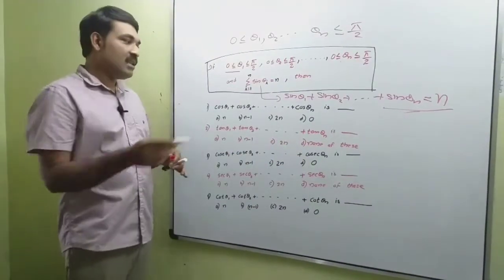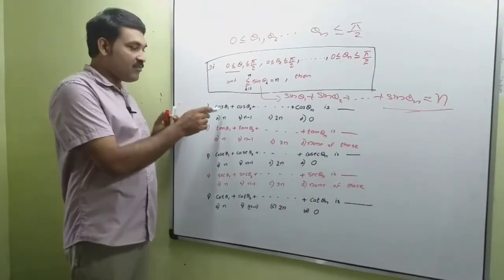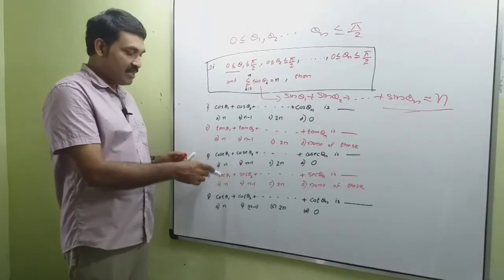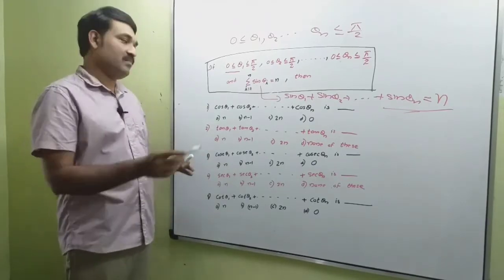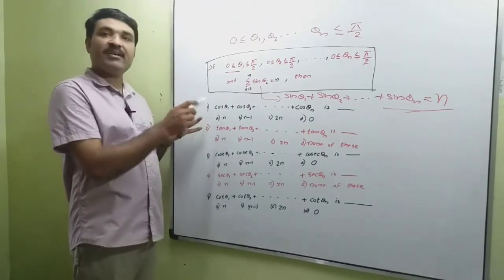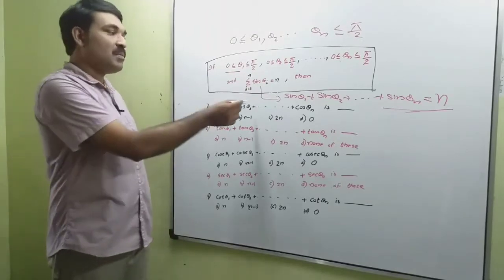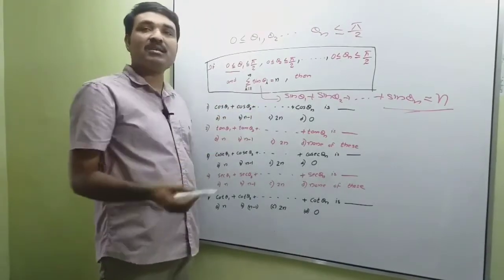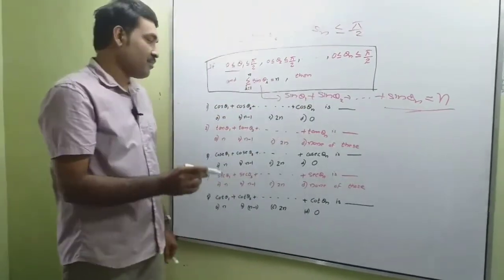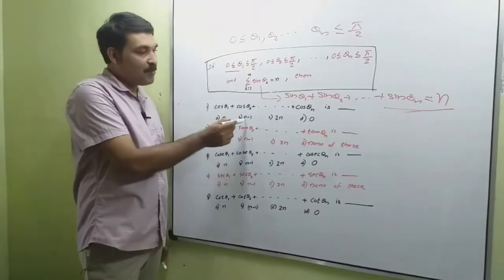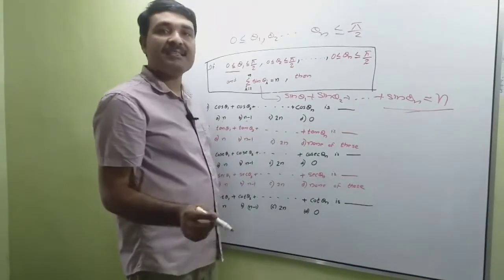We want to find the summation of the cosine function, tan function, cosecant, secant and cotangent function. The first question is cos theta 1 plus cos theta 2 plus cos theta 3 up to cos theta n is equal to dash. And the options given are n, n minus 1, 2n and 0.